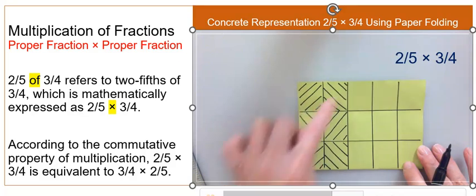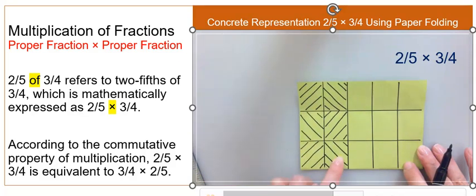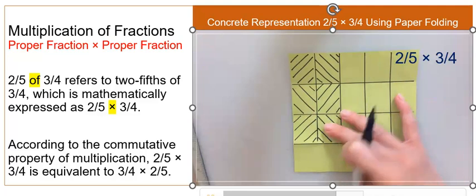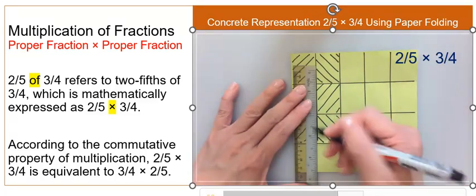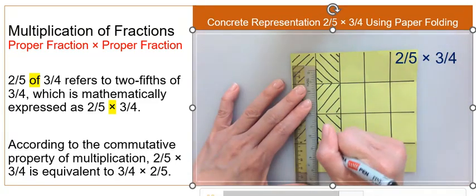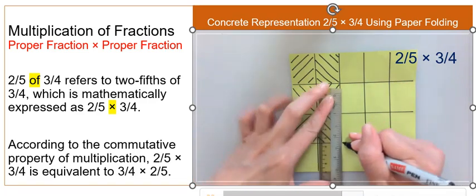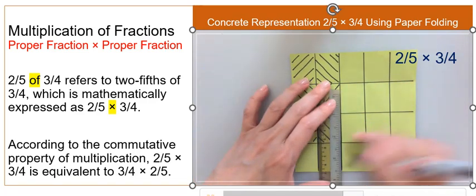And so, what is this 6 parts out of the 1 whole? And this will be 6 out of 20.